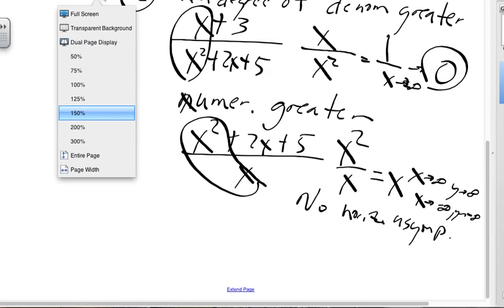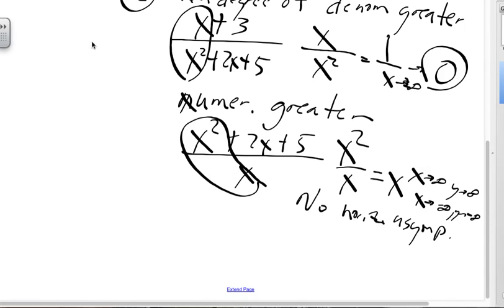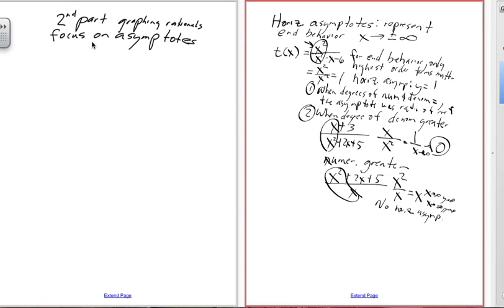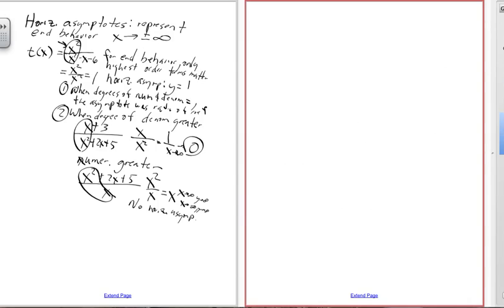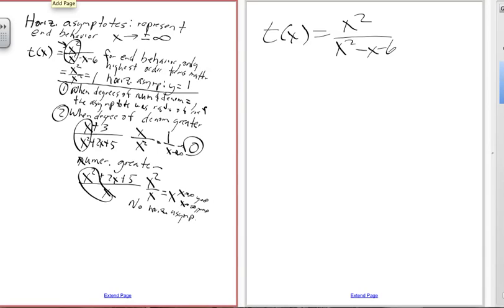Okay, so let's go back to my original problem now. I've digressed off a little bit. So here's my original problem. T of x was x squared over x squared minus x minus 6. And we found our horizontal asymptote is y equals 1. Okay, now we need to find the vertical asymptotes.